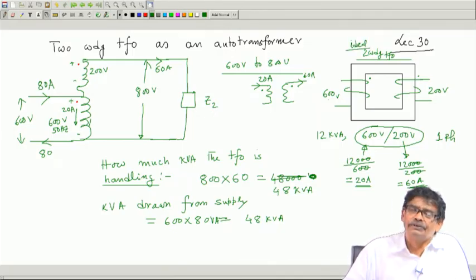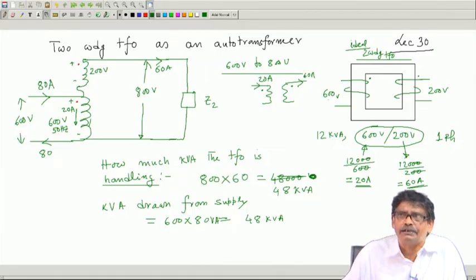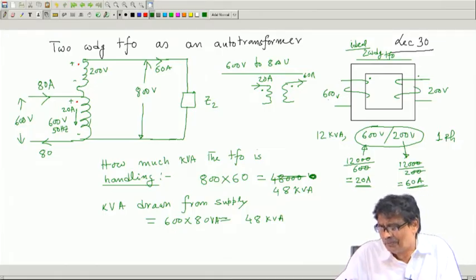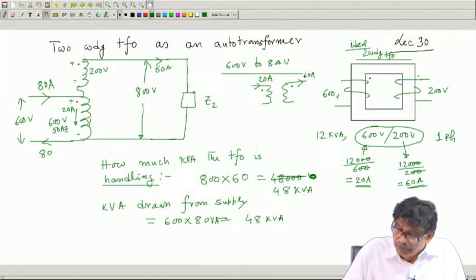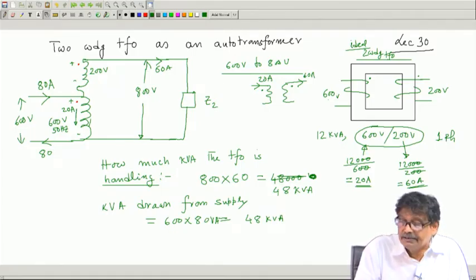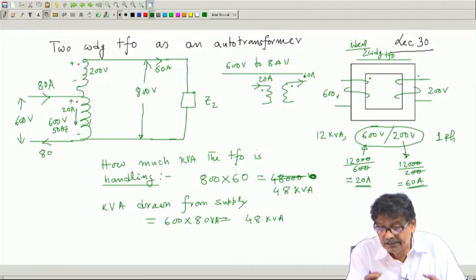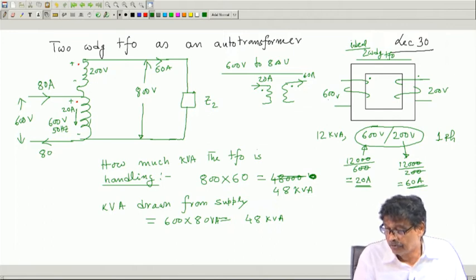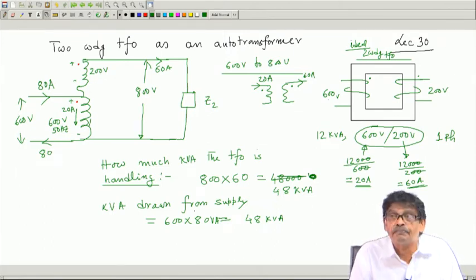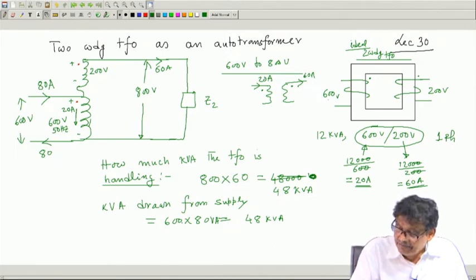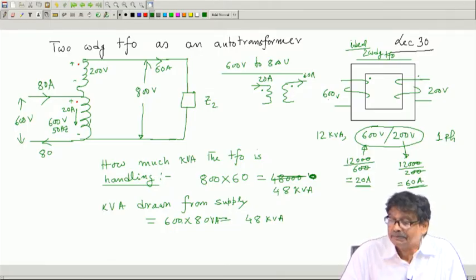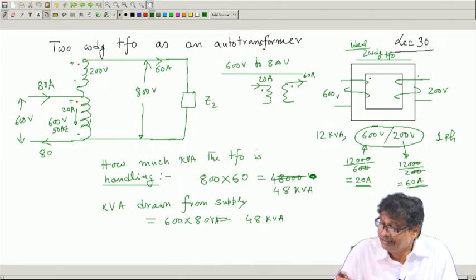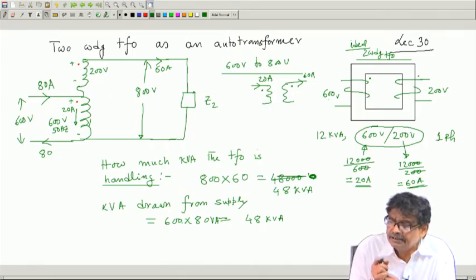As I told you that better start with ideal transformer, things will be close to these numbers. So it is fine, it is delivering 48 kilowatt as I told you in the previous example, it must also absorb 48 kVA from the supply. But here lies some fallacy.